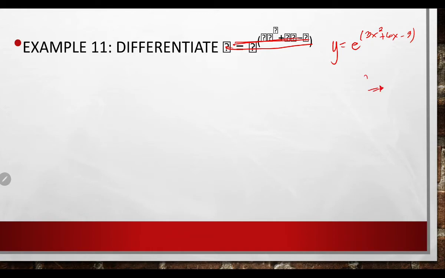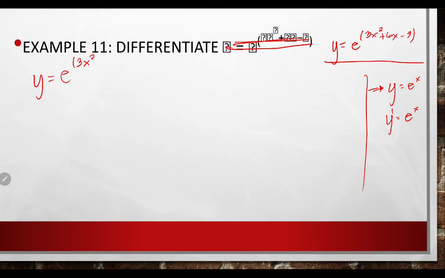Remember, if the function involves e to the power of x, so you have y equals e to the power of x, the first derivative of e to the power of x is equal to itself. Similarly, for y equals e to the power of 3x squared plus 6x minus 3, the first derivative of this one is also equal to itself, e to the power of 3x squared plus 6x minus 3.